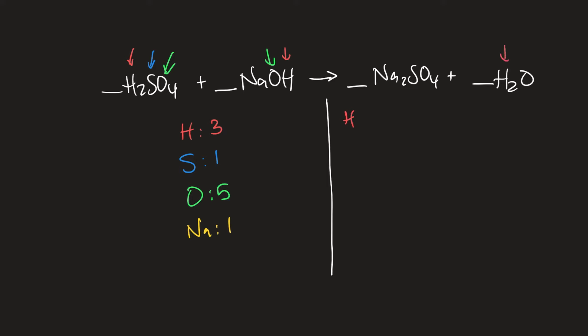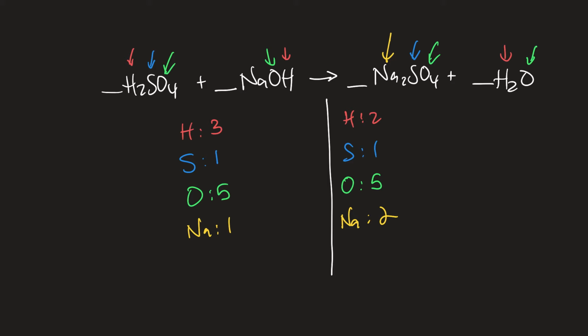So hydrogen, I see I have 2 here. Sulfur, I have 1. Oxygen, I have 4 here plus 1. So that's 5. And then for sodium, you notice I have 2. Okay, so now I'm going to go ahead and balance this out.